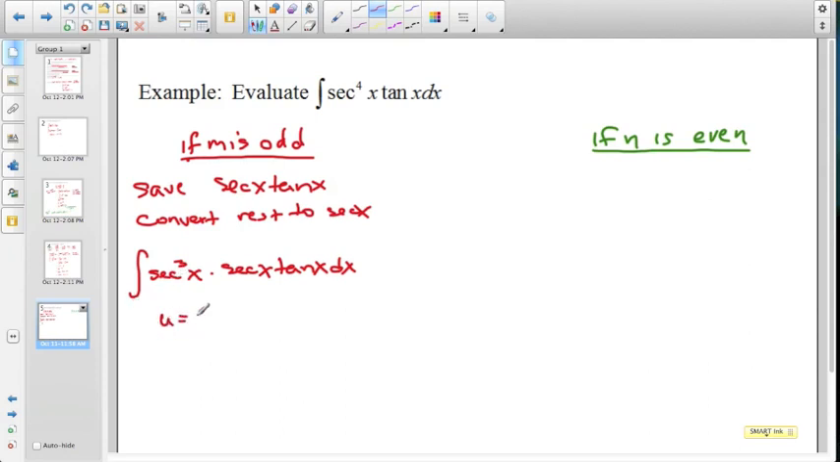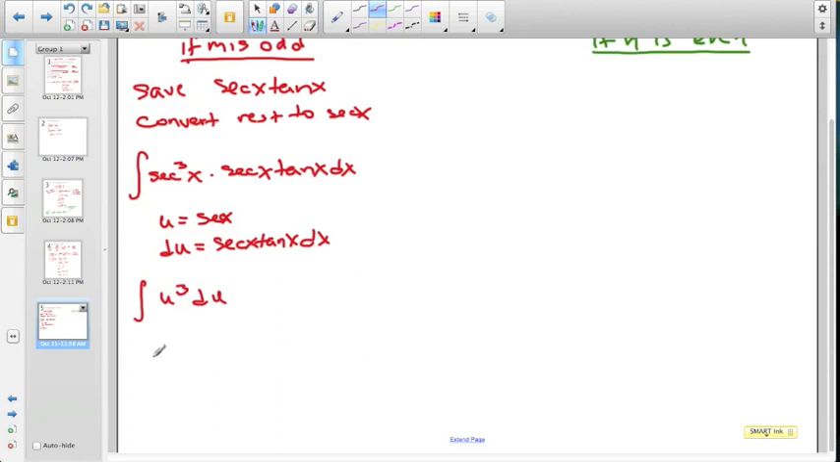So we're going to let u equal secant x, and we're going to let du equal the derivative of that, which is secant x tan x dx. So this integral then becomes u cubed du, and when we integrate that, we end up getting 1/4 u to the 4th, and our u is secant x, so it'll be 1/4 secant x to the 4th power plus c.